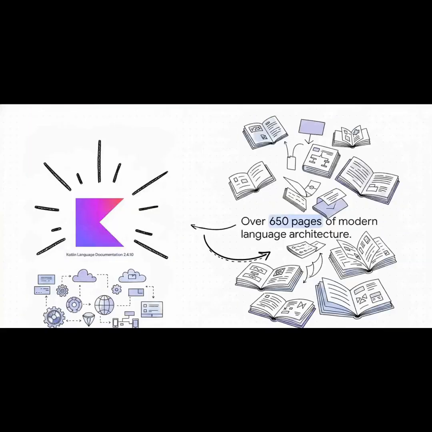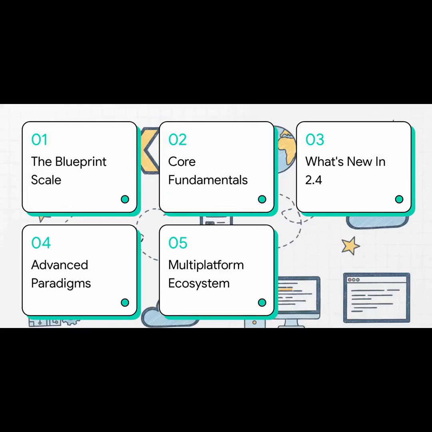I mean, we are talking about over 650 pages of modern language architecture here. If you're still thinking of Kotlin as just that simple mobile language for making Android apps, well, this document is going to completely shatter that perception. What we have here is a massive, enterprise-grade ecosystem meticulously mapped out page by page. Okay, let's dive right into this.